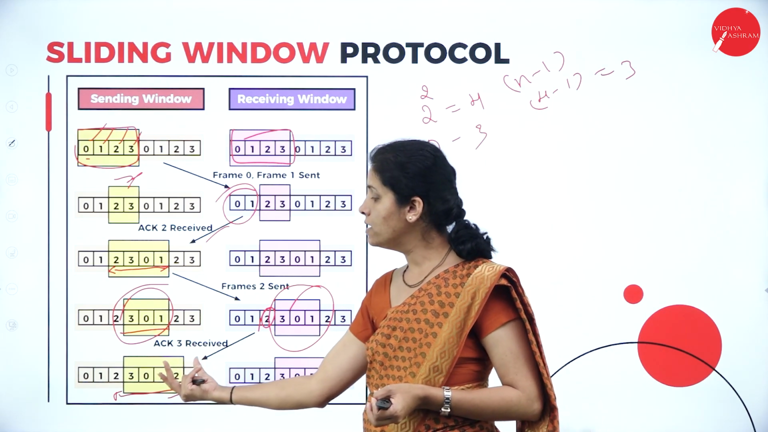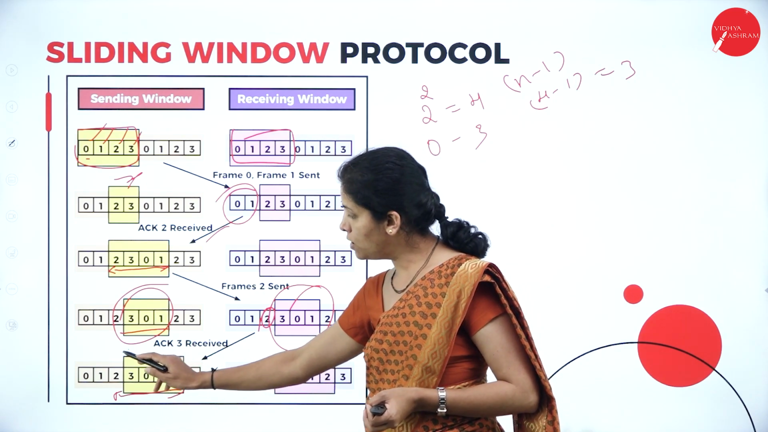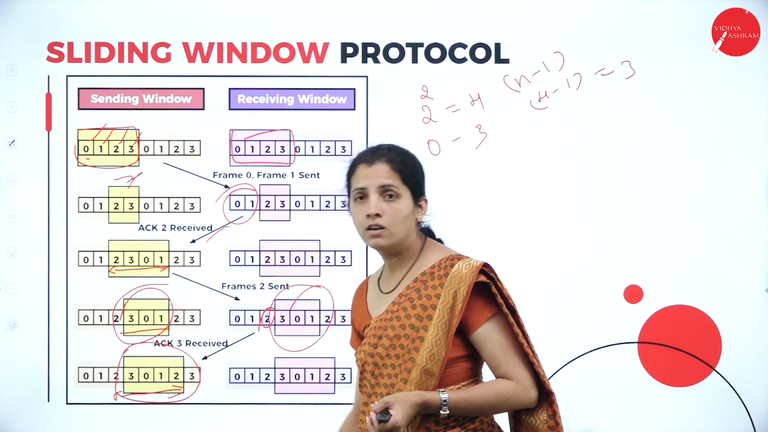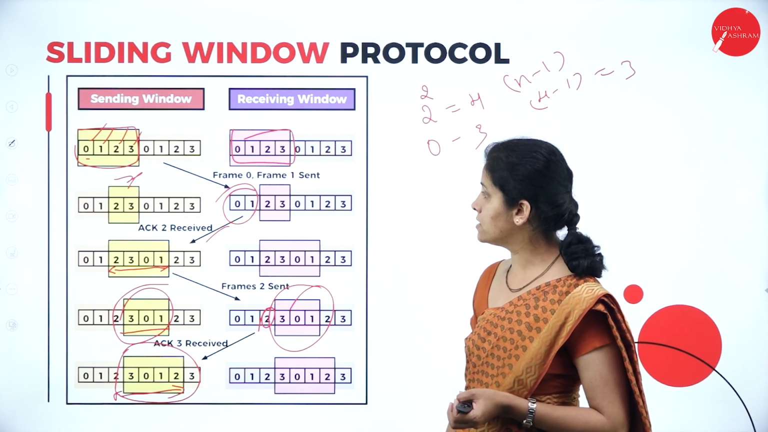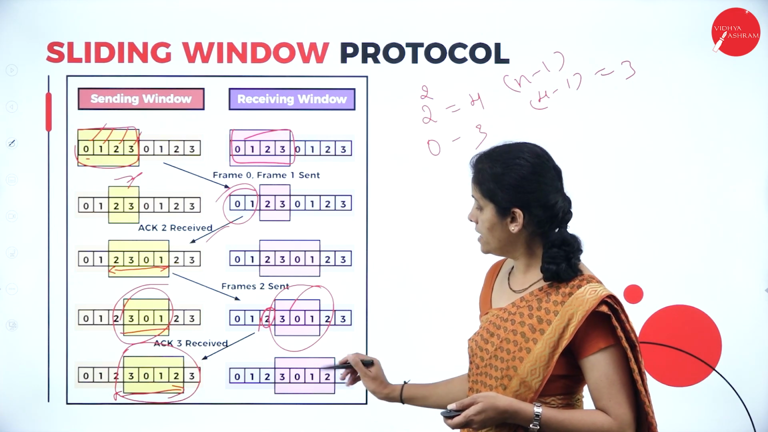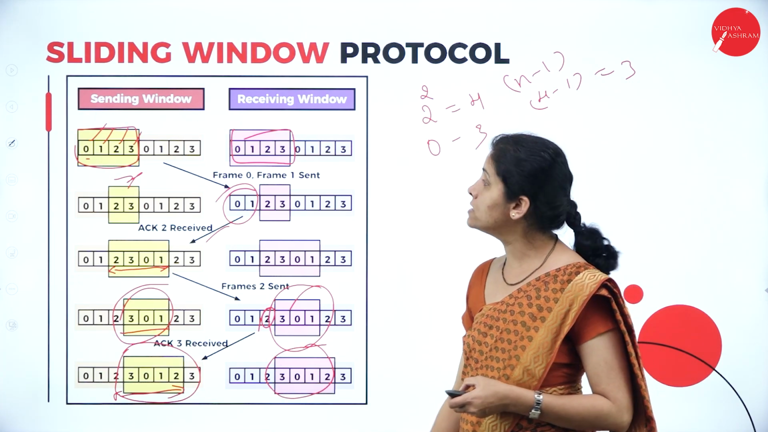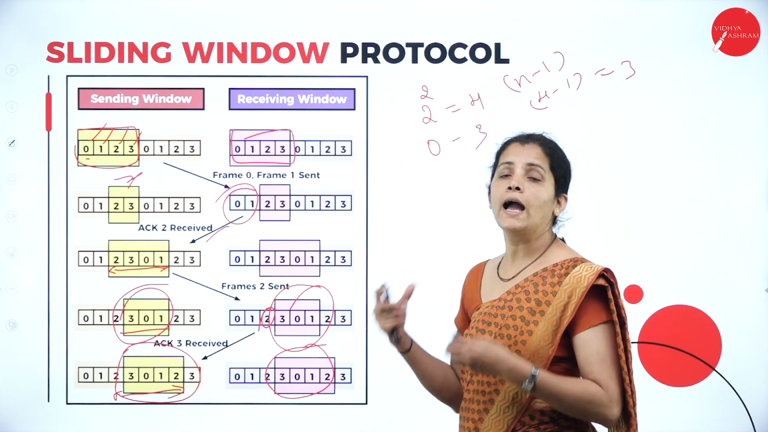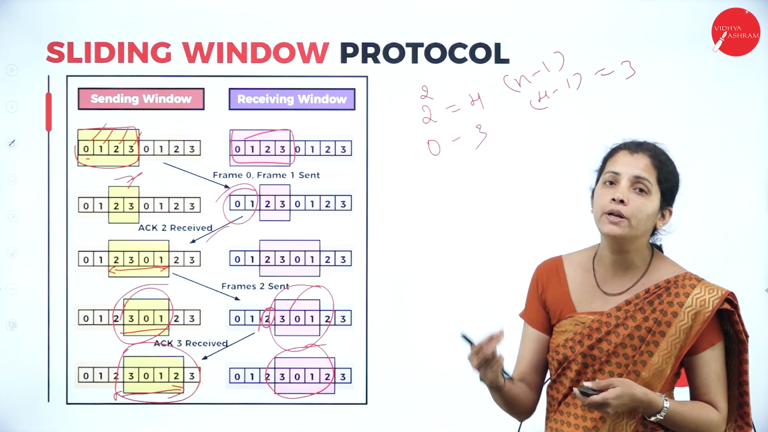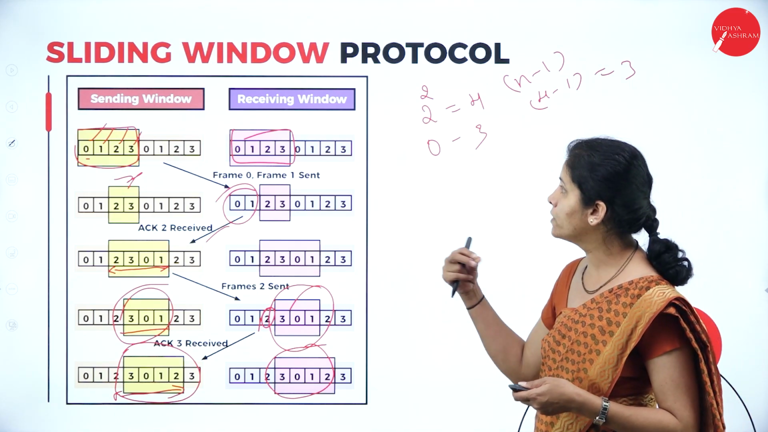So, how many? It is 4 frames, right? Okay, so the size of the window is going to increase. So, it is shrinking and increasing. Over. See here also. So, at the sender side as well as at the receiver side, I can slide the window according to the user need. Okay, fine.